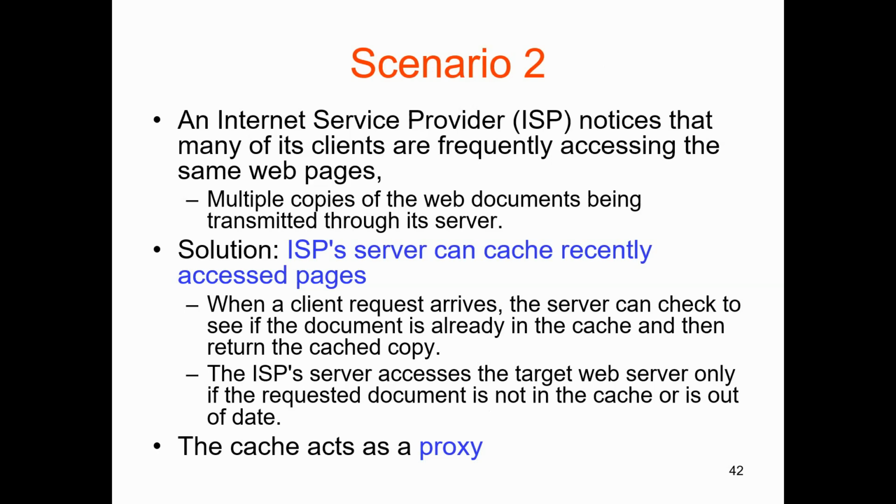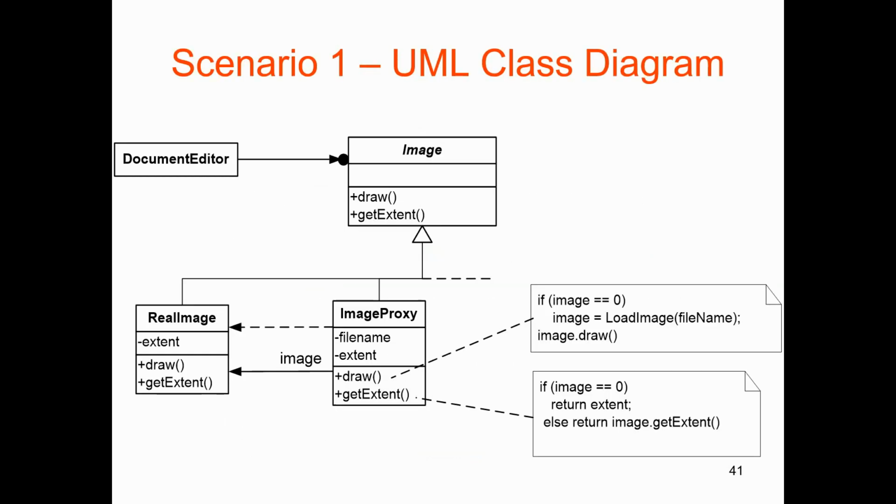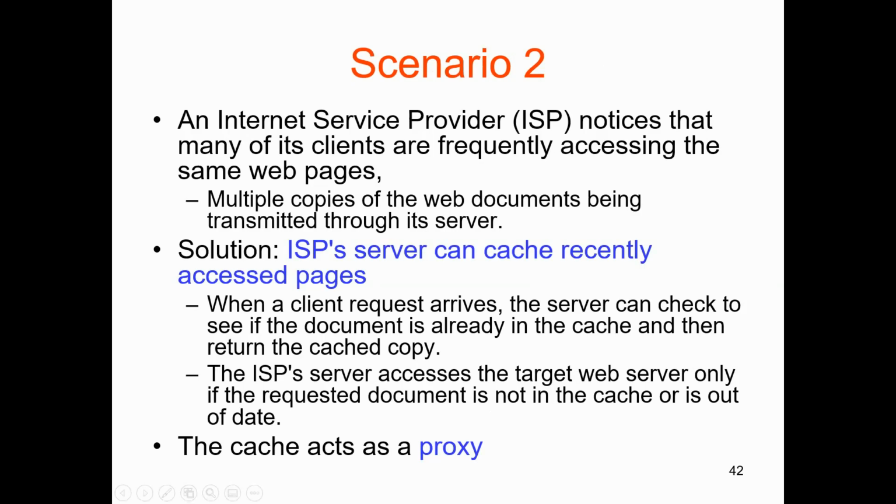So that's scenario one, to load an expensive object on demand. The second one is a cache. Here, the ISP, internet service provider, noticed that many of the clients are frequently accessing the same web page. This will cause multiple copies of the web document to be transmitted through the server. In order to avoid the multiple copies, the ISP can just cache a recently accessed page.